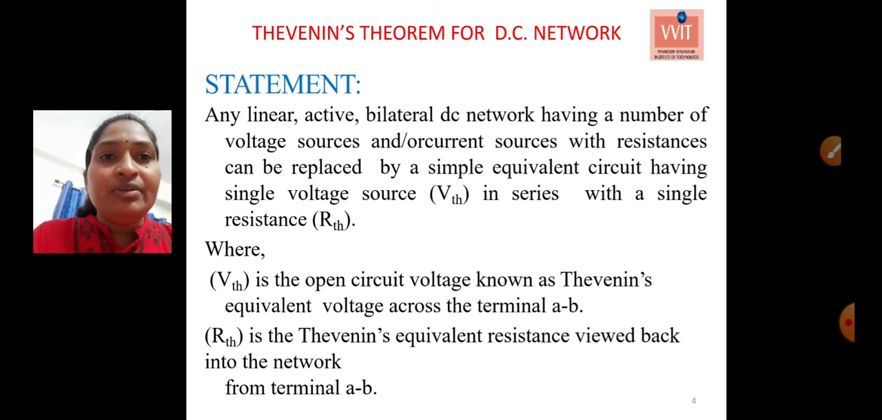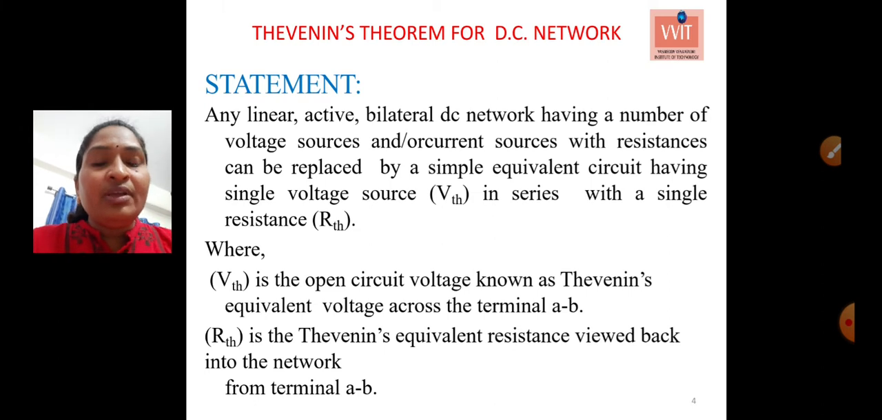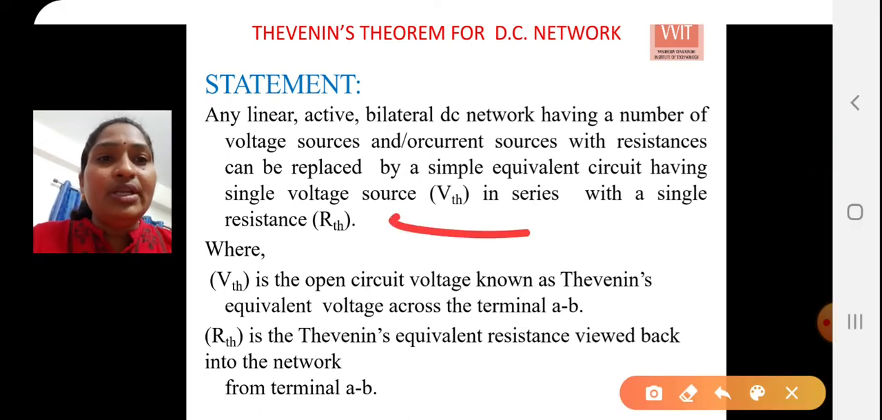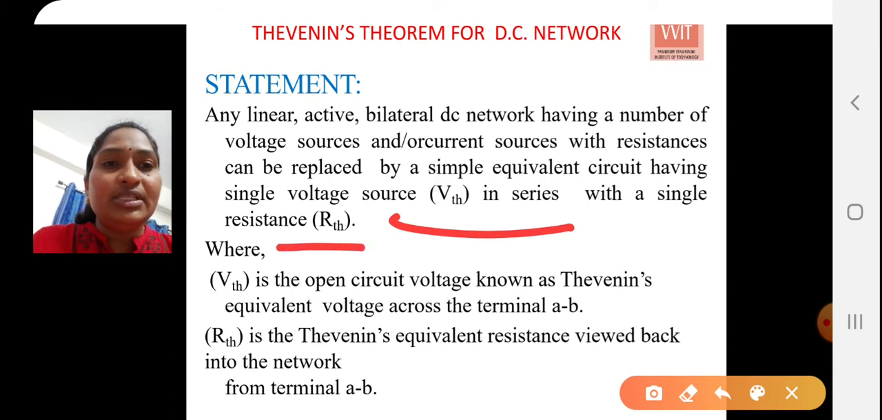Let us see now. For that, the statement of Thevenin's theorem is, it states that any linear active bilateral DC network which consists of several voltage and current sources with several resistive branches, since it is a DC network, such a complex network with all sources and resistive branches can be replaced by a simple equivalent circuit which consists of Thevenin's voltage source in series with Thevenin's resistance.